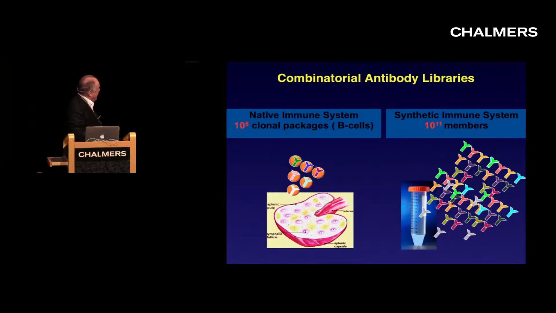Synthetic immune system is different. It has 10 to the 11th members, different members, and they're contained in about 250 microliters. So what's the problem?